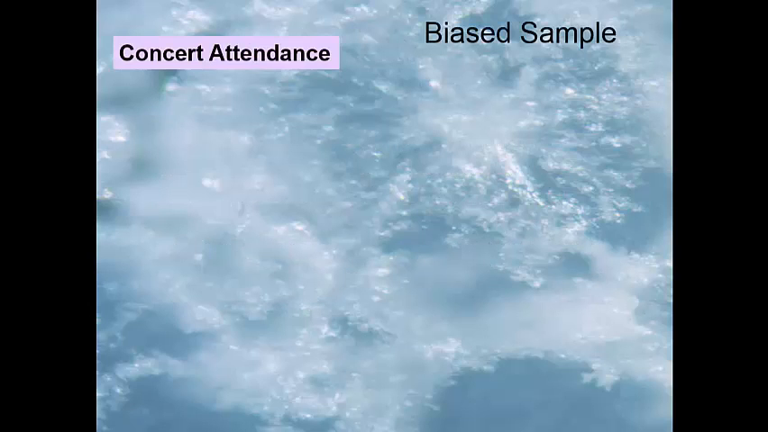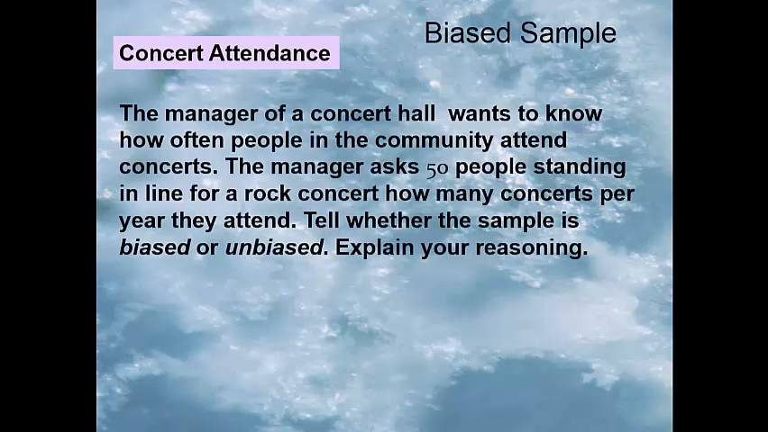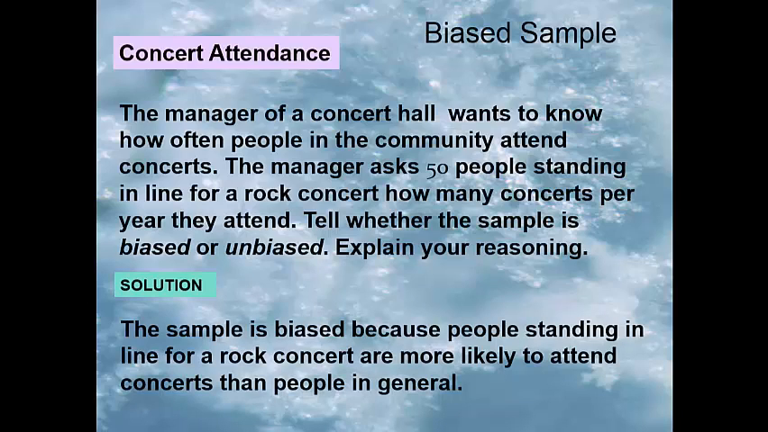A biased sample, concert attendance. The manager of a concert hall wants to know how often people in the community attend concerts. So the manager asks 50 people standing in a line for a rock concert how many concerts per year they attend. Tell whether the sample is biased or unbiased. Explain your reasoning. So the sample is biased because people standing in line for a rock concert are more likely to attend concerts than people in general. So it's a convenience sample and it's a biased sample.